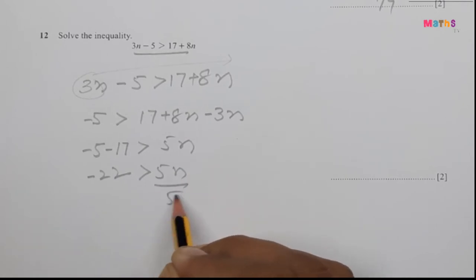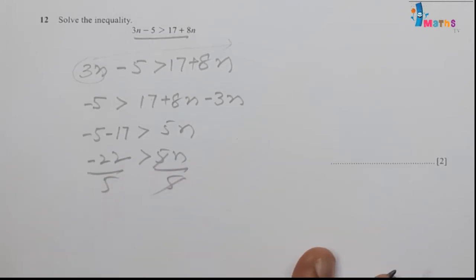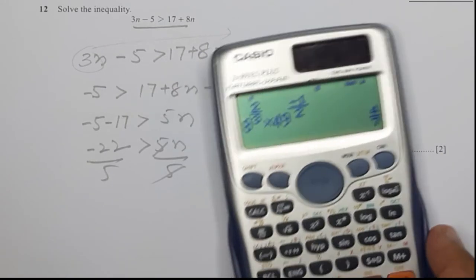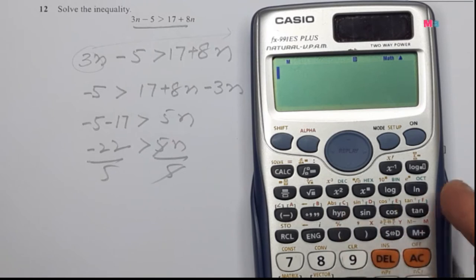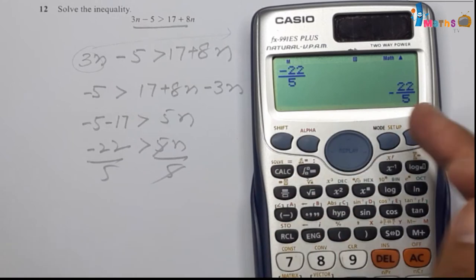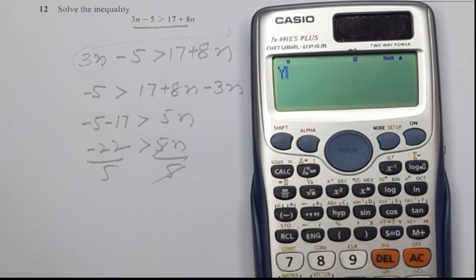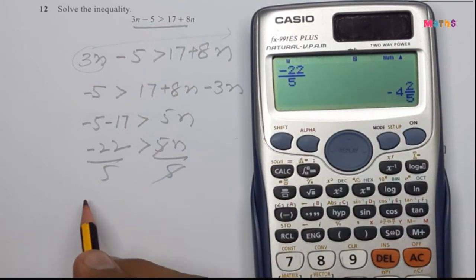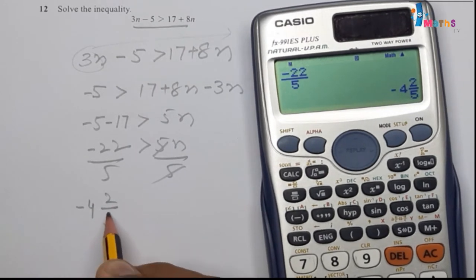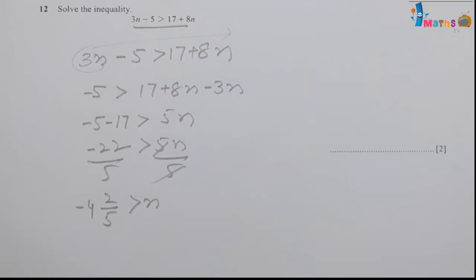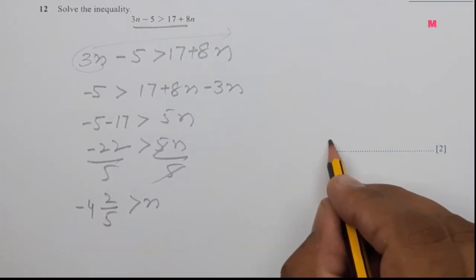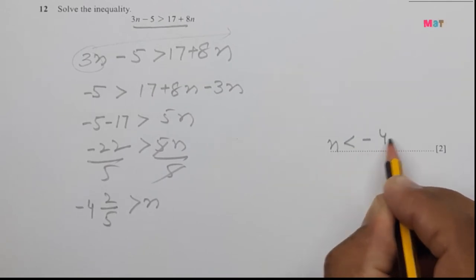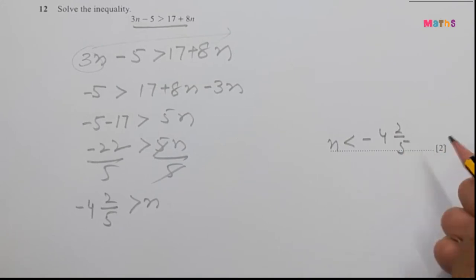We can divide both sides by 5. This will be cancelled, and minus 22 over 5, we can write like a fraction, minus 22 divided by 5 will be equal to, if we check the mixed fraction, mixed fraction will be 4 whole, minus 4 whole 2 by 5. So n is less than, if we read from this side, n is less than minus 4 whole 2 by 5. This will be our answer.